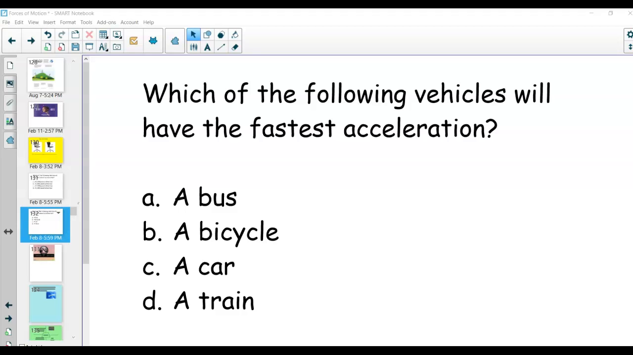A bicycle will be able to accelerate the fastest. It has less mass to try to move, so it is going to be able to have that change of speed the quickest. And this is the end of Lesson 7.